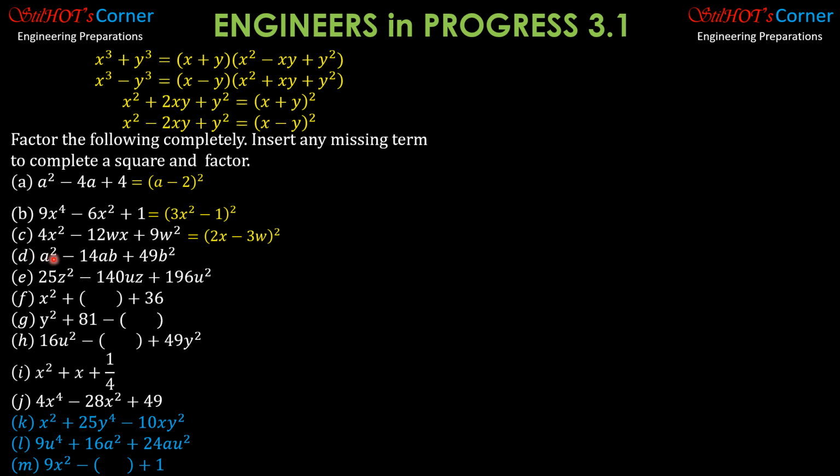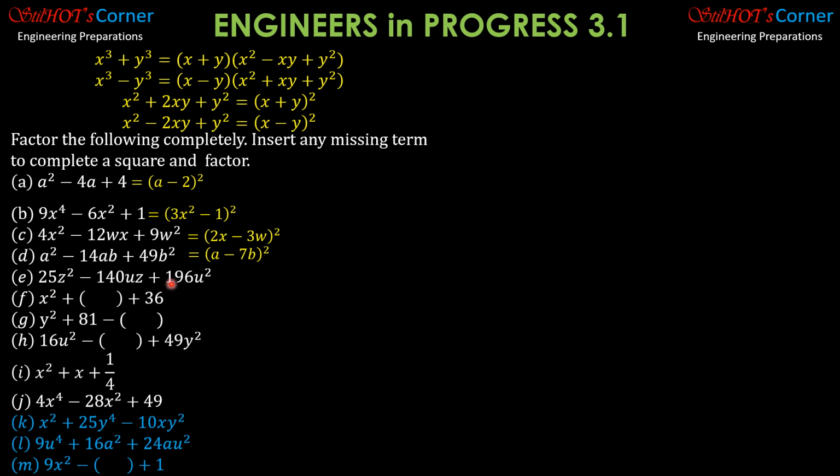Perfect square, a square, 49b square is a perfect square. Square root of a square is a. Square root of 49b square is 7b. a times 7b is 7ab times 2, 14ab. Since this is negative, the complete factored form is open quantity a minus 7b close square.